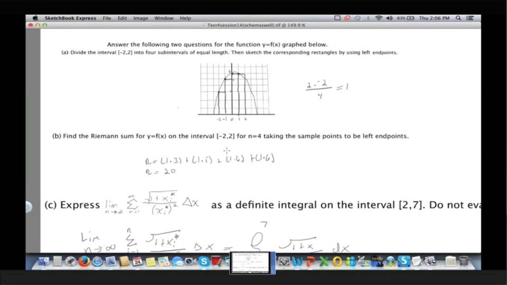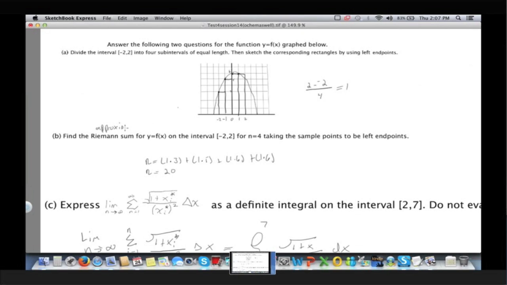What is the exact area under the curve? Well, the exact area under the curve, that's the definite integral. The Riemann sum is an approximation to the area. So the Riemann sum is an approximation to the definite integral. The more rectangles you use, the better the approximation is.